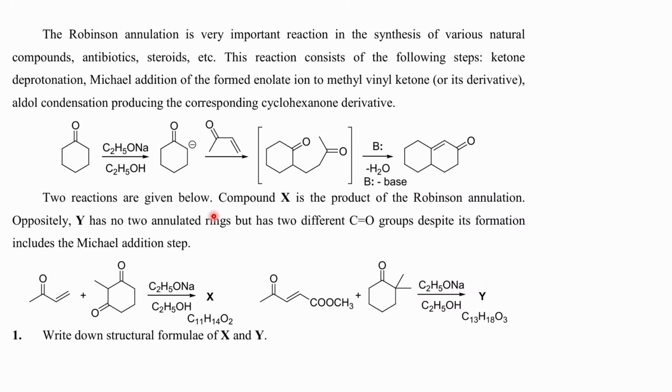And now here they talk about X and Y, so we have two short reactions. For X, it says product of Robinson annulation, so we expect something similar to this. For Y, there are no two annulated rings, whereas we have two annulated rings here. So we expect similar in X, but not in Y. And also in Y, there are two different CO groups. So based on this information, we need to find X and Y. As you can see, for Y, we have two important pieces of information that we need to keep in mind, right? That it does not have two annulated rings, as in the usual case, and it has two different CO groups. So we have to keep that in mind, but let's start with solving for X first.